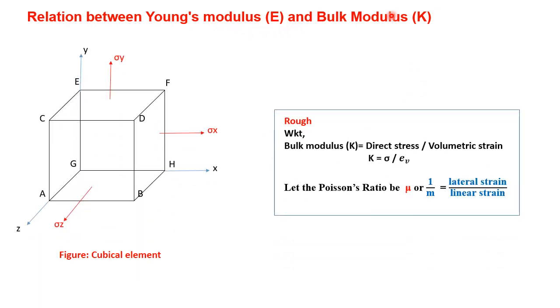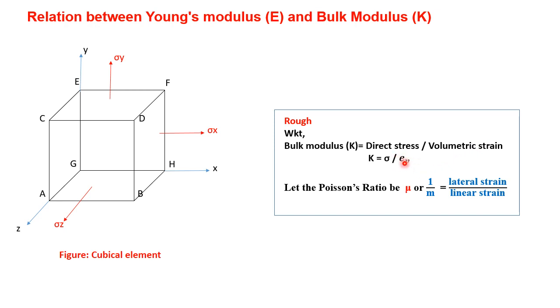In case of the bulk modulus, when a body is subjected to three mutually perpendicular stresses of equal intensities, then the ratio of direct stress to the volumetric strain is known as bulk modulus. This bulk modulus is denoted by the term capital K, and mathematically we can write that K is equal to stress upon volumetric strain. So here direct stress is denoted by the term sigma and volumetric strain is denoted by the term e suffix V.